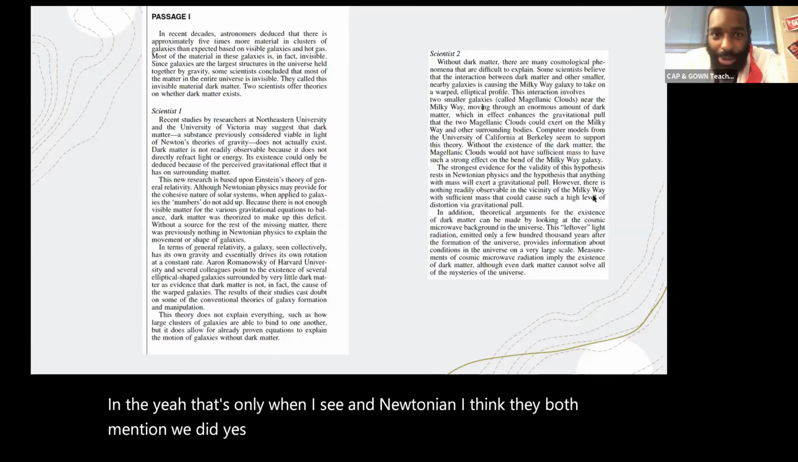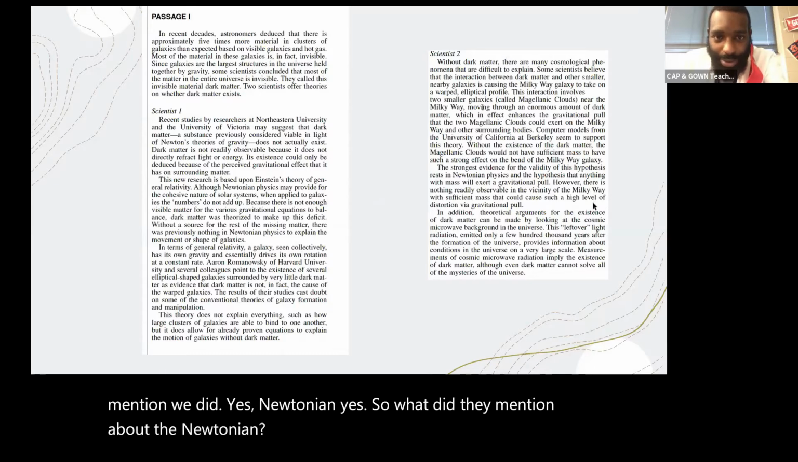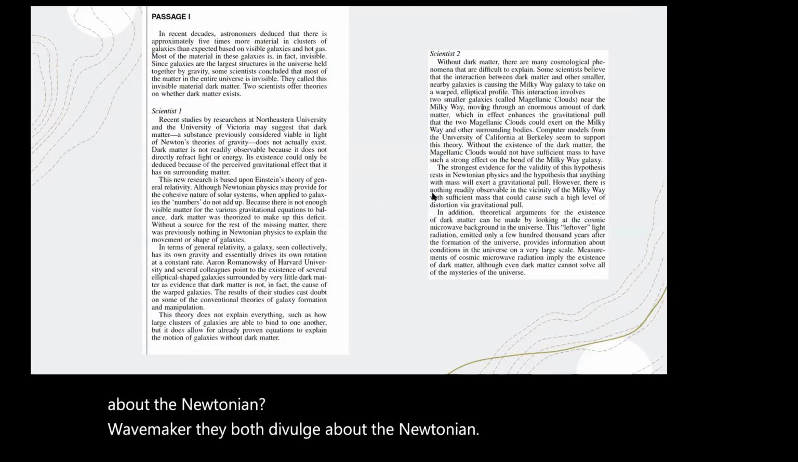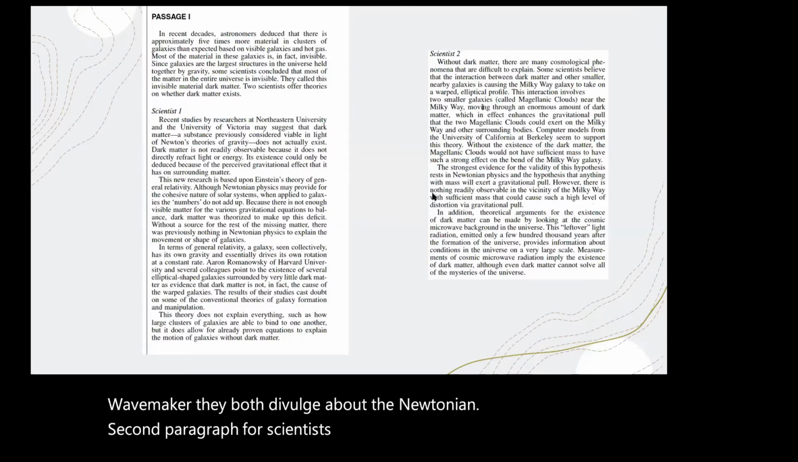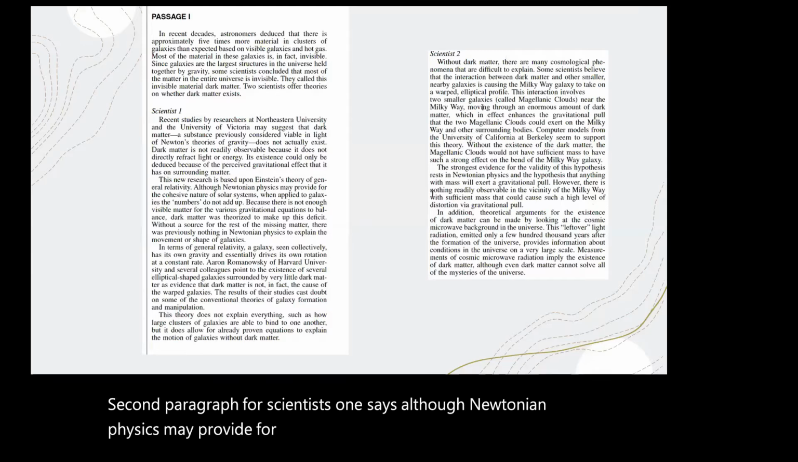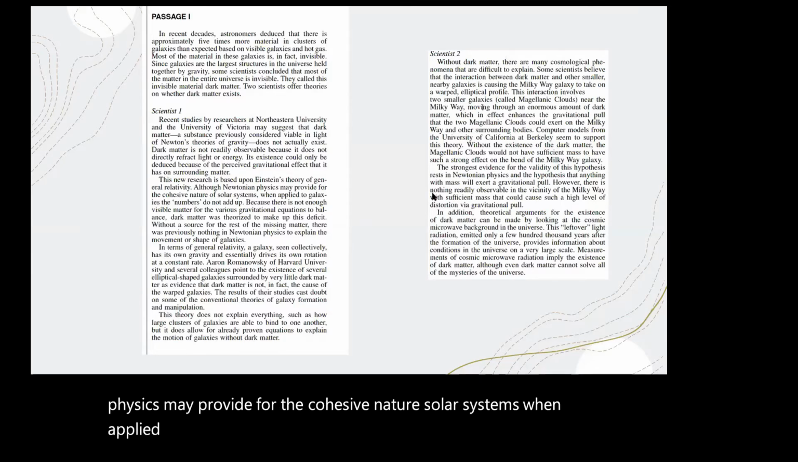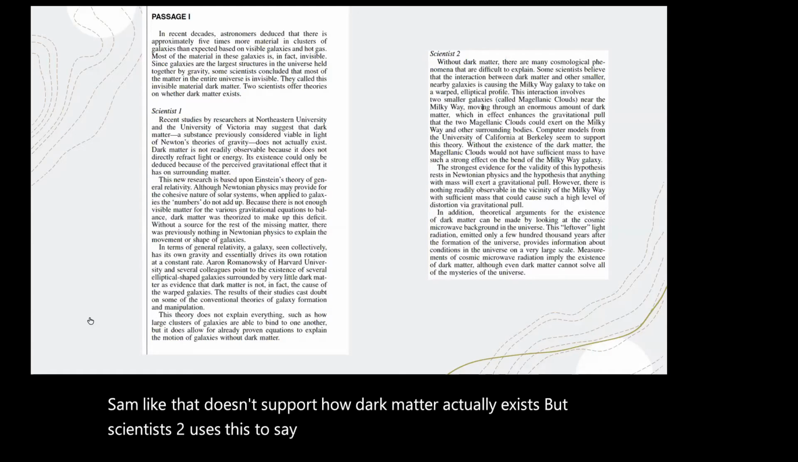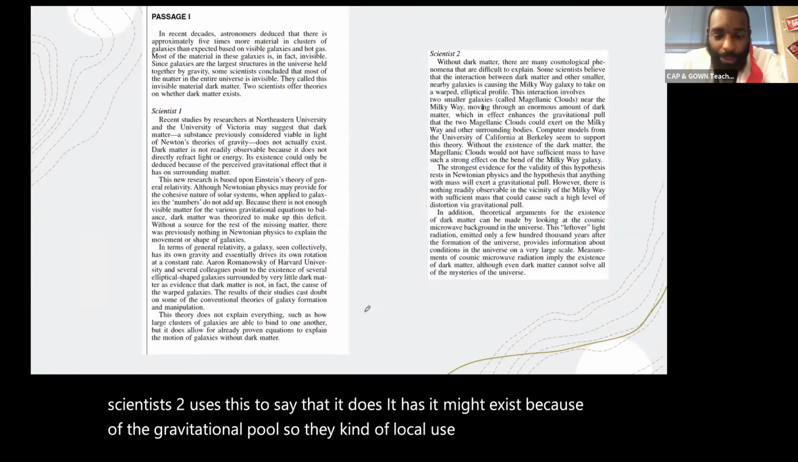So what did they mention about the Newtonian? What information did they both divulge about the Newtonian? The second paragraph of Scientist one says, although Newtonian physics may provide for the cohesive nature of solar systems, when applied to galaxies, the numbers do not add up. So that's how he's saying that doesn't support how dark matter actually exists. But Scientist two uses this to say that it might exist because of the gravitational pull. So they both use the same little things.